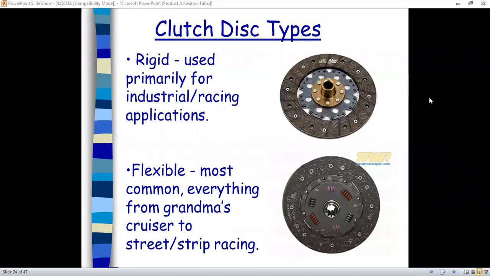Okay, students, let's just start again. So we are discussing the clutch disc types. Here are two types, rigid and flexible. Most cars use the flexible type, and racing cars, industrial purpose and heavy vehicles use the rigid type of clutch disc.